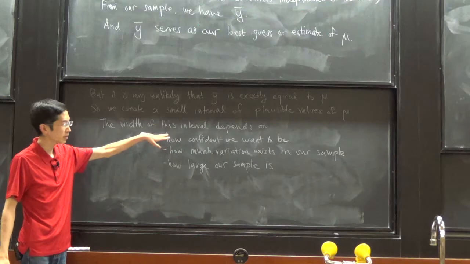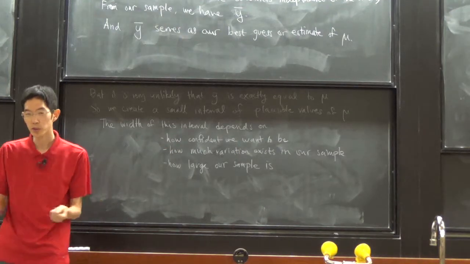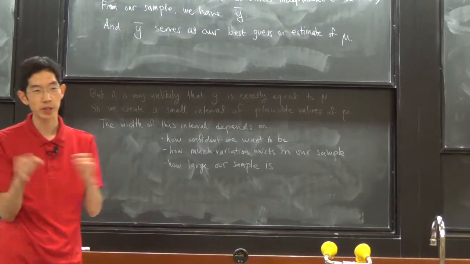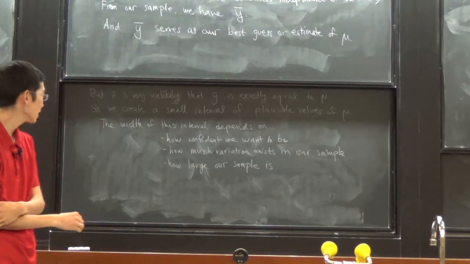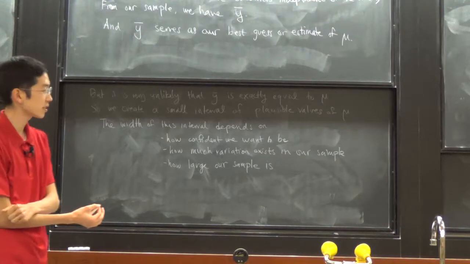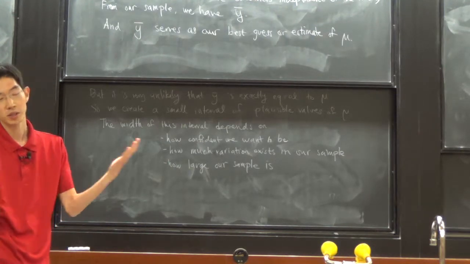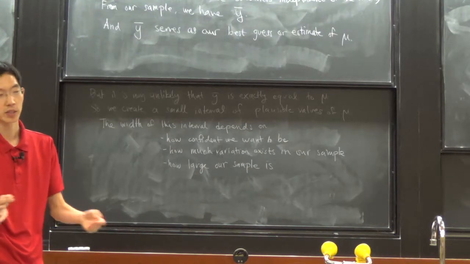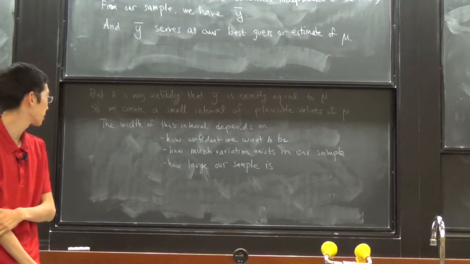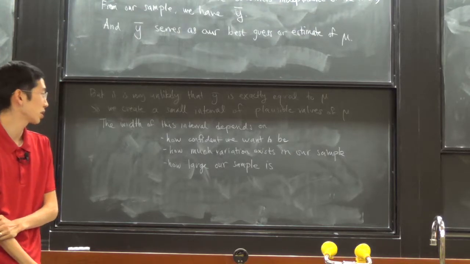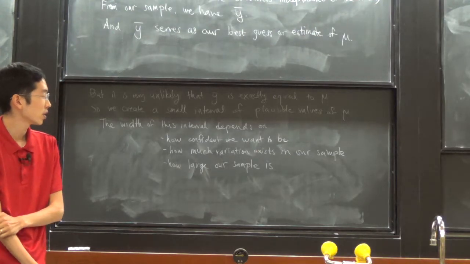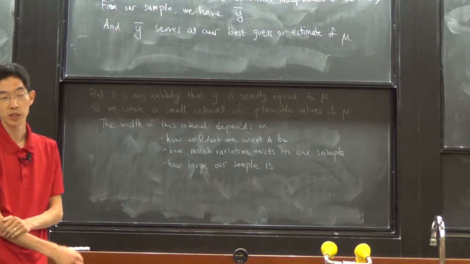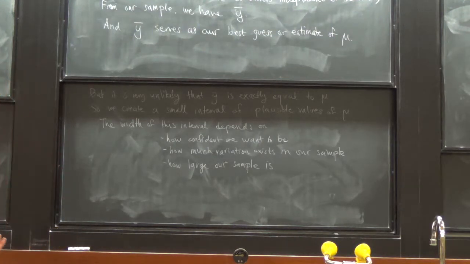If we want to be more confident, our interval will have to be larger. If we're okay with being less confident, we can have a smaller interval. If there's lots of variation that exists in our sample, our interval is going to be wider. If there's very little variation, our interval will be smaller. And if our sample is large, then we can have a smaller confidence interval. But if our sample is small, our confidence interval will be larger.